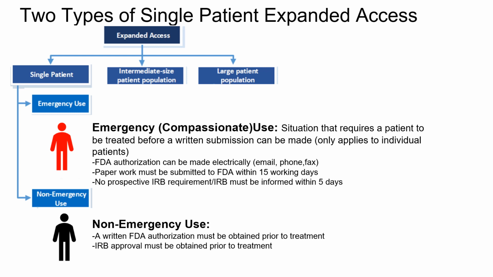In a non-emergency situation, a written request for individual patient use of an investigational drug must be received by the FDA before shipment of the drug. And IRB approval must be obtained before it can be used to treat patients.